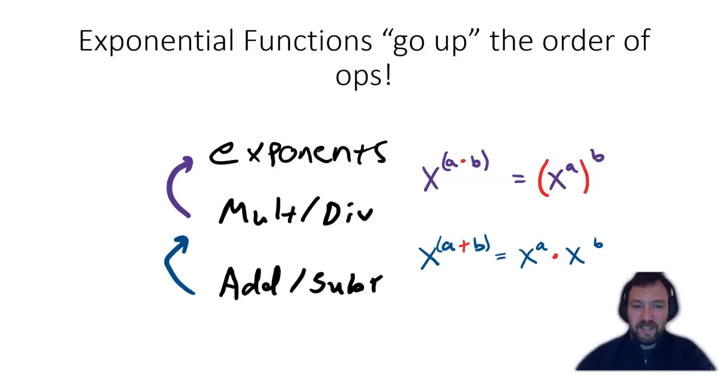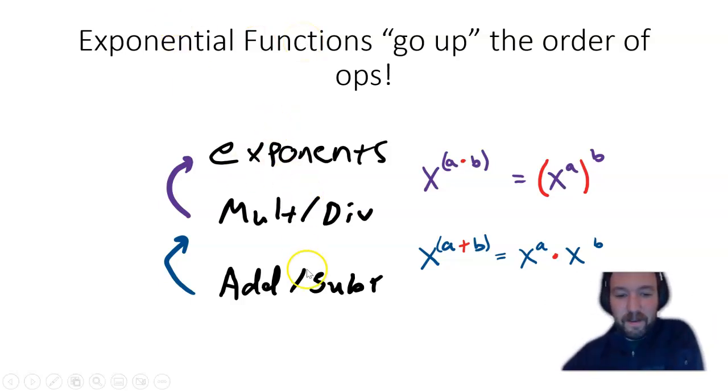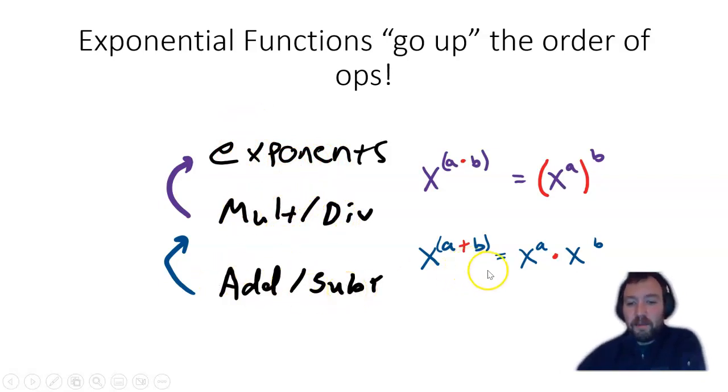And here's what it looks like. Here's how I would term this. Exponential functions, quote unquote, go up the order of operations if I write them like this. Okay? So remember the order of operations: the exponents on top, multiplication, division in the next row, and addition, subtraction at the bottom. Okay? But let's look at our first rule.